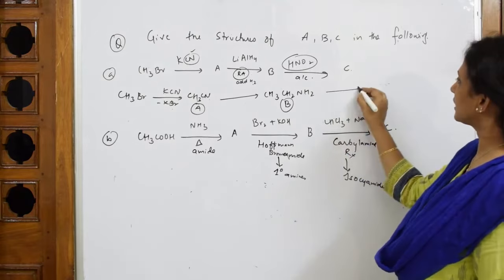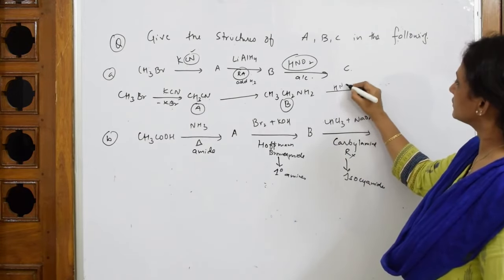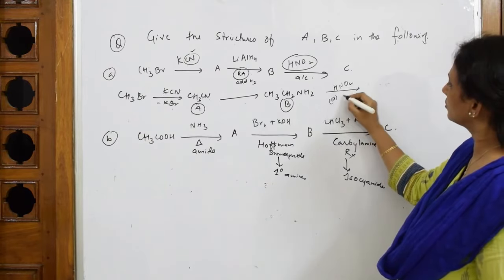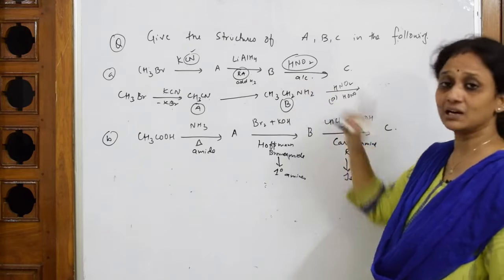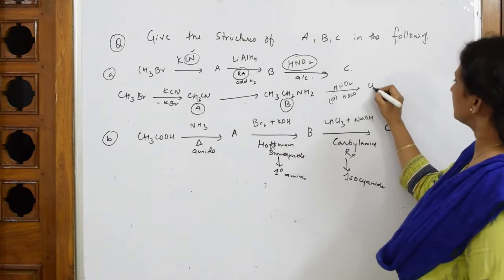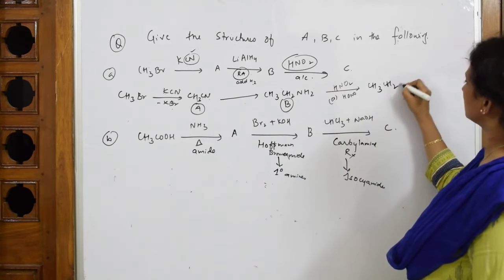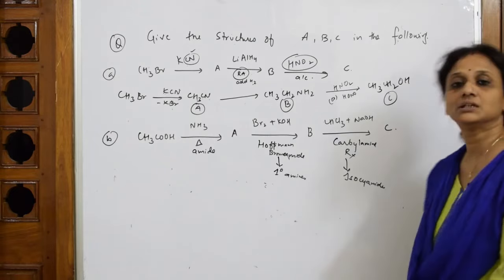Further, I am going to take it with HONO. This is HONO. I said what are they going to prepare? They are going to prepare alcohols always. So take this compound directly, write alcohol. This is compound C. Simple.